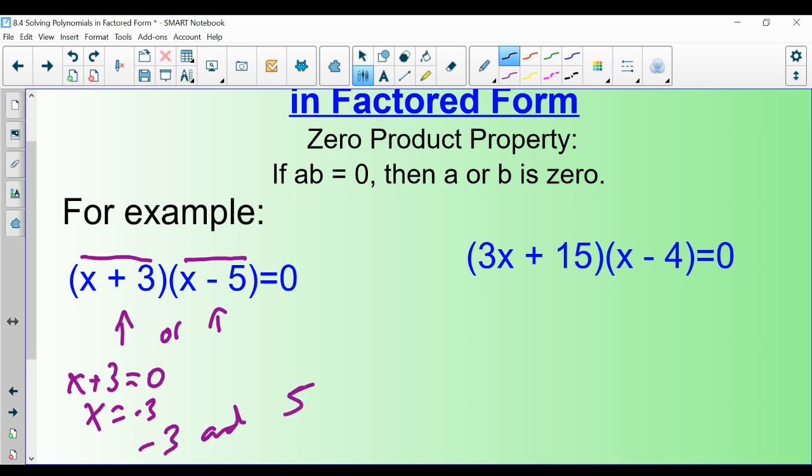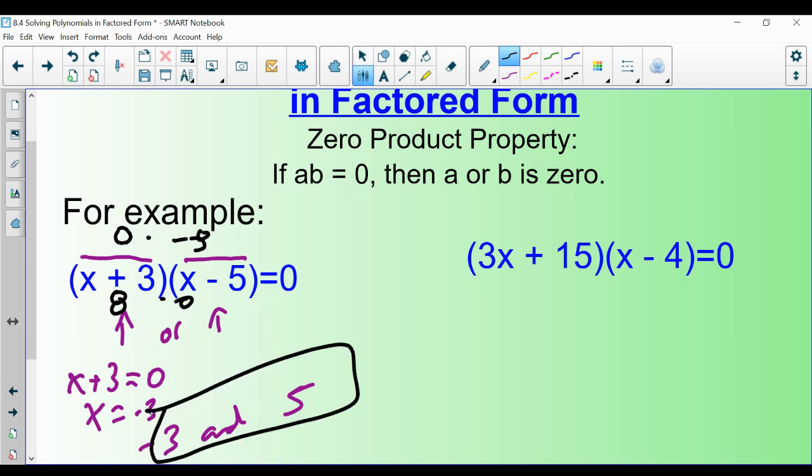Let's just verify this really quickly. If you plug 5 into this one, you would get 8. And to this one, you would get 0. Well, what's 8 times 0? It does work. It does give you a 0. I could do the same thing with -3. If you plug -3 in for both x's, this first one would be 0, and this one would be -8. And what is 0 times -8? 0. So -3 and 5 are your solutions there.